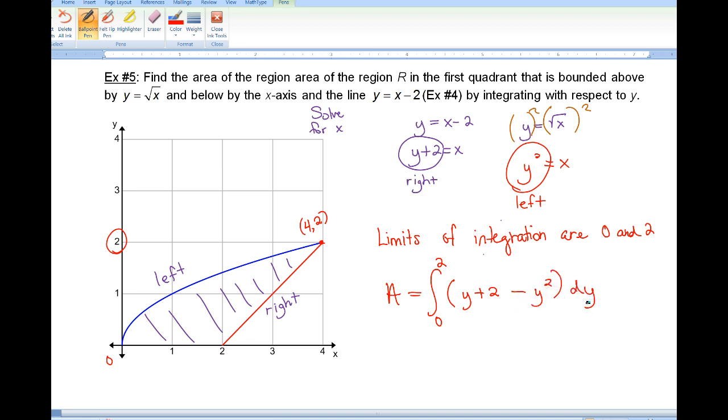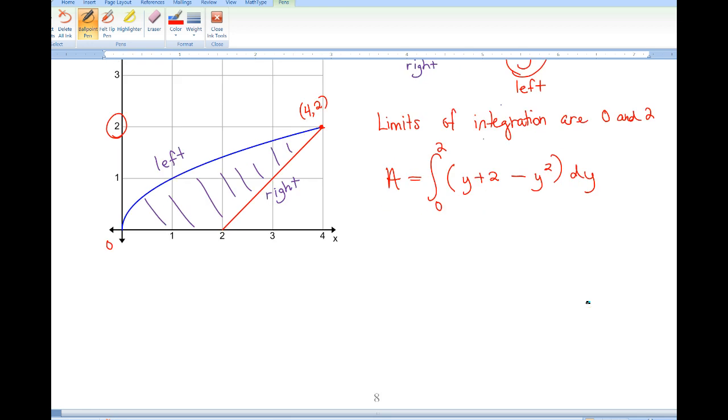The reason why we have to isolate x is because we don't want it going past the 4. Yeah, that triangle. We don't want this triangular part. We want just this region here.